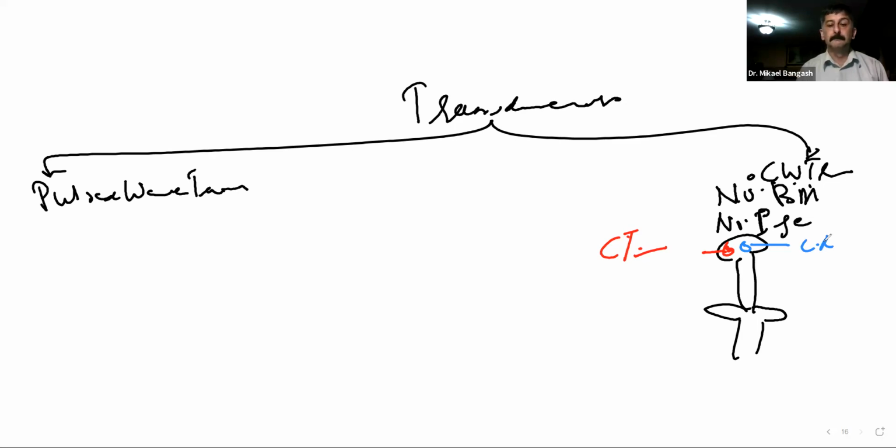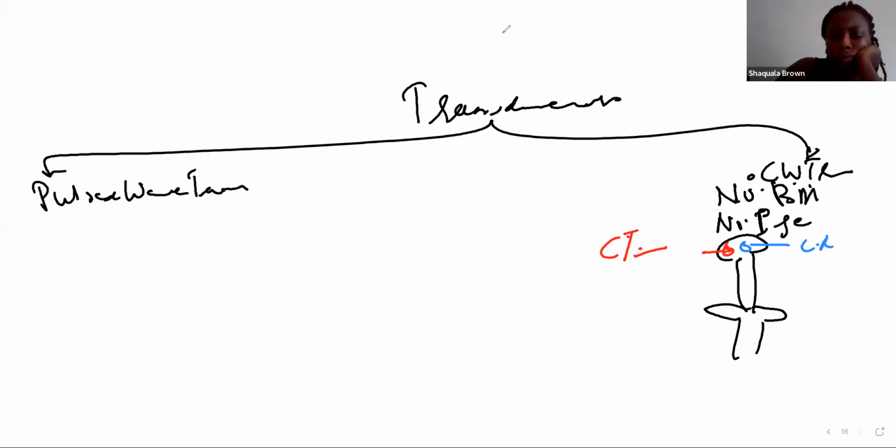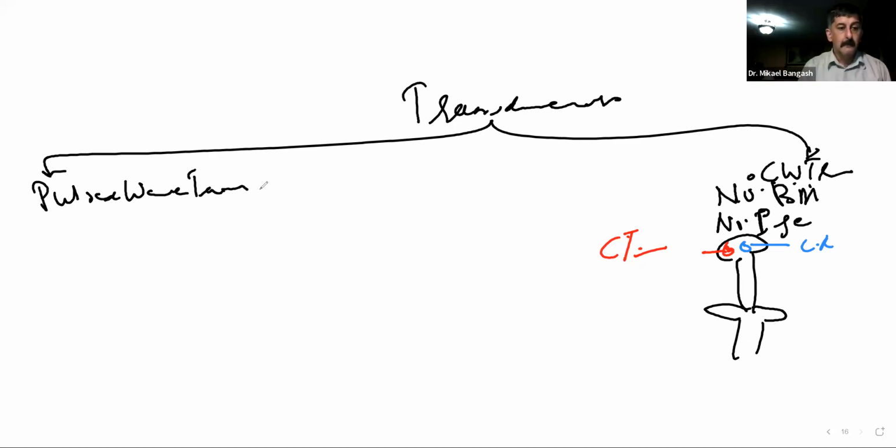Did that make sense? Yes. Good. Now, the kind of transducer that we've been talking about, pretty much ever since we started talking about pulsed wave, is the pulse wave transducer. That's where we talked about all the mechanical and array transducers. They were all pulse wave transducers.